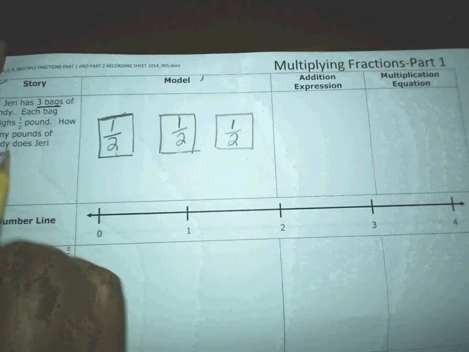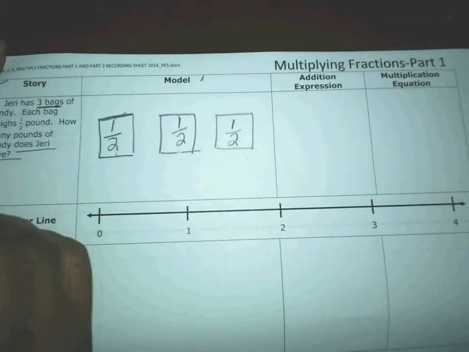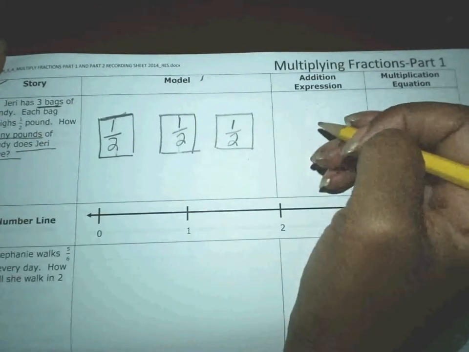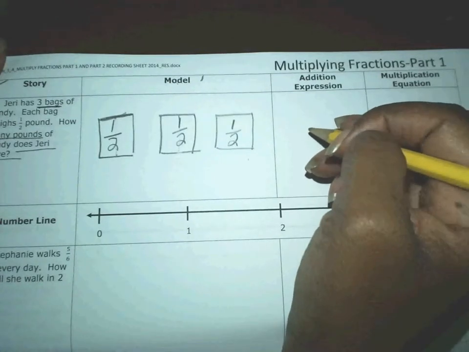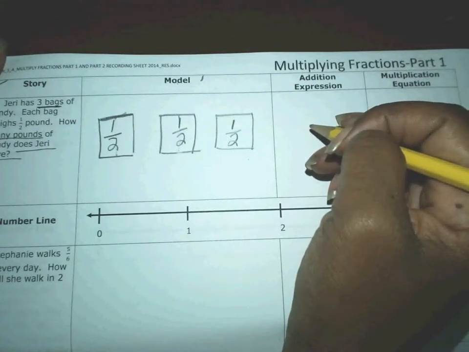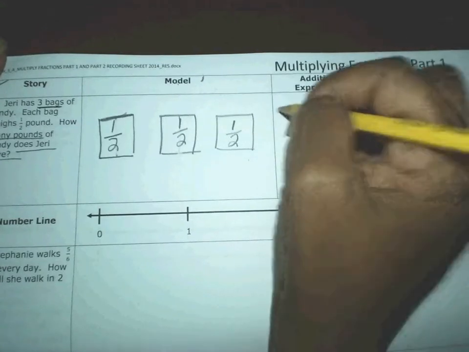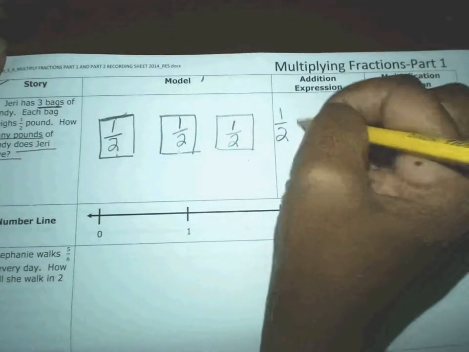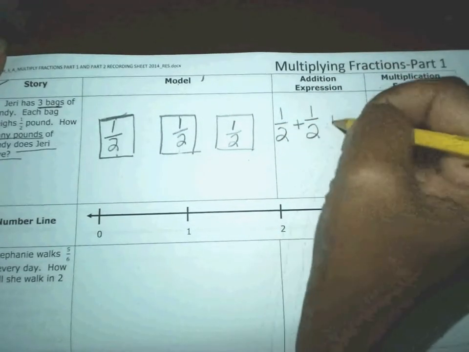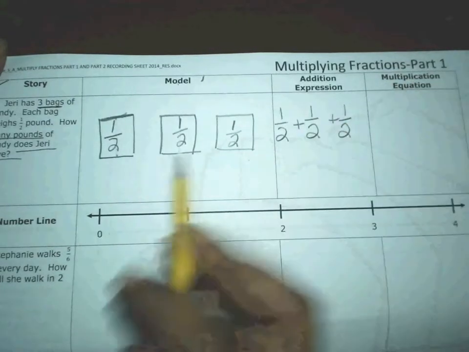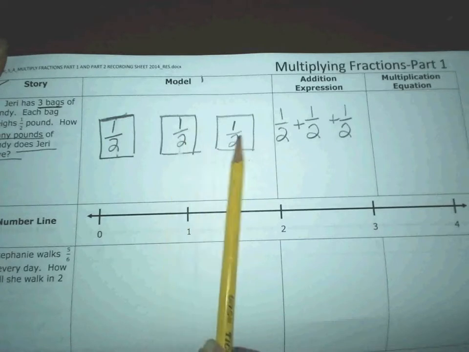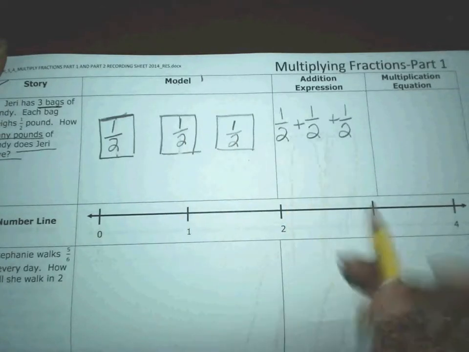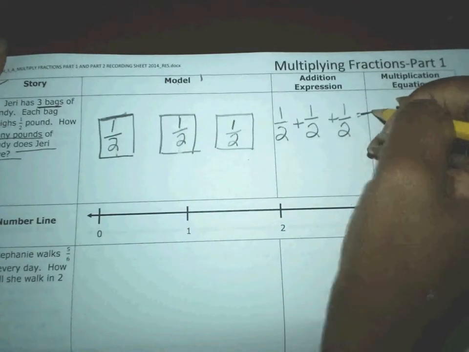Now if you looked at this, it says how many pounds of candy does Jerry have? So we know that multiplication is repeated what? Repeated addition. So if we have 1/2 plus 1/2 plus 1/2, isn't that this picture? 1 bag, 2 bags, 3 bags.